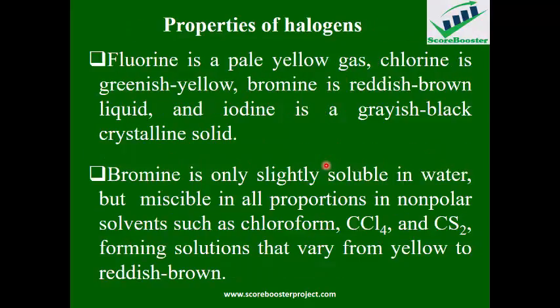What are the properties of halogens? Fluorine is a pale yellow gas. Chlorine is greenish yellow. Bromine is reddish-brown, and iodine is greyish black. Everybody has iodine. In fact, it's used in hospitals, at least to treat some sores on the body.